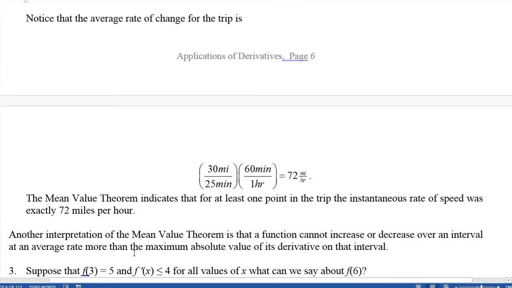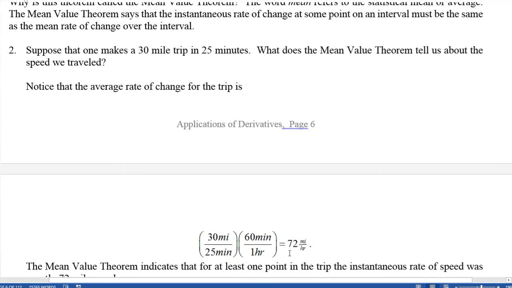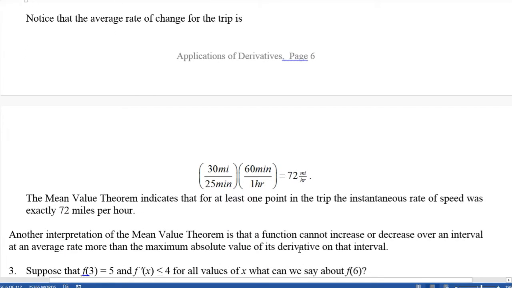So we can turn this around backwards and say that another interpretation of the mean value theorem is that the function cannot increase or decrease over an interval at an average rate more than the maximum absolute value of the derivative on that interval. So if we know something about the derivative, then that tells us something about the average rate of change. In the previous problem, we knew the average rate of change and were trying to find the derivative, the instantaneous rate of change. This one we're going to turn around. What if we know something about how big the derivative is? That actually tells us something about the average rate of change.